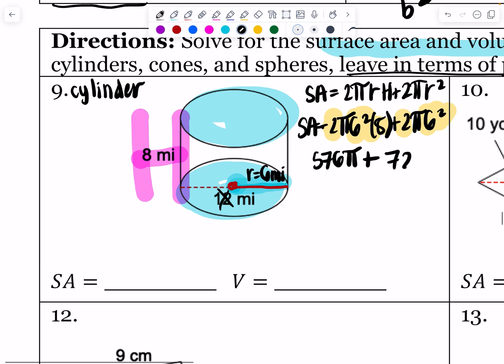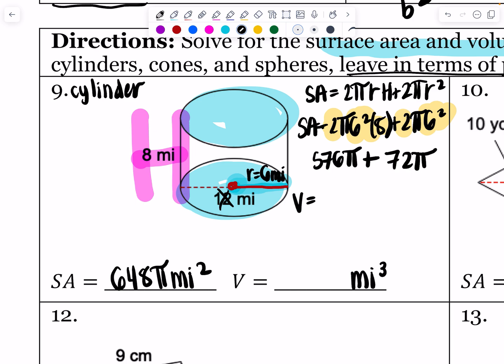And so whenever I leave this in terms of pi, I just add those together for my surface area. 72 plus 576 pi is going to give me a total of 648 pi. Surface area is always going to be to the second power. Volume, I'm going to go ahead and fill this in so I don't forget, is always to the third power.